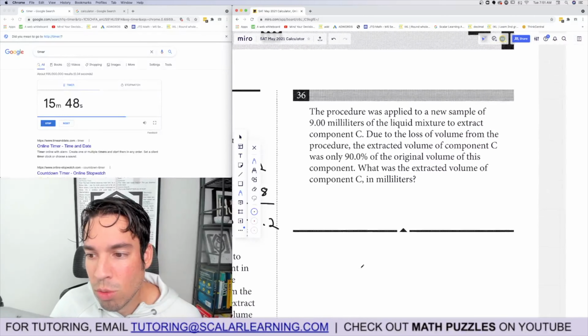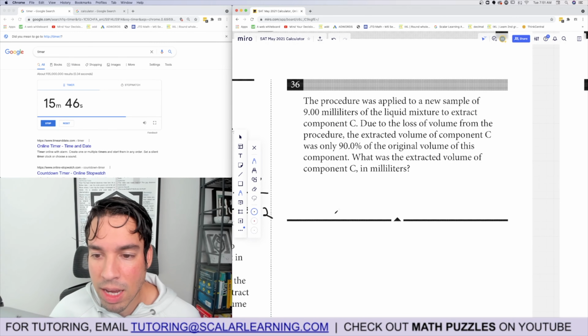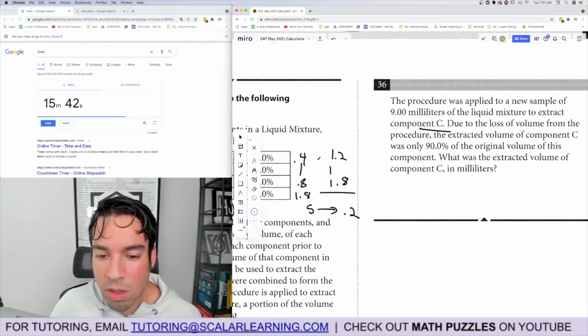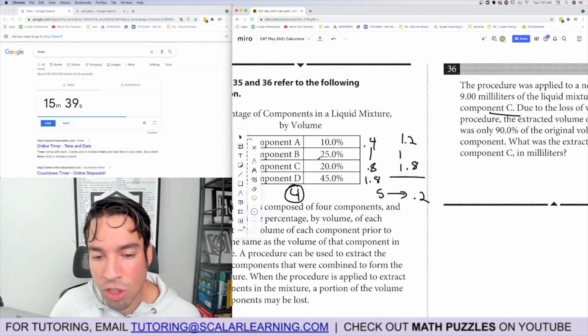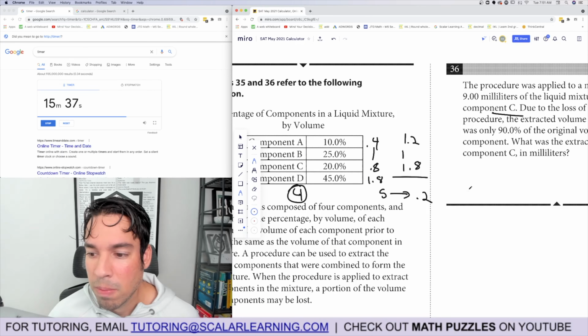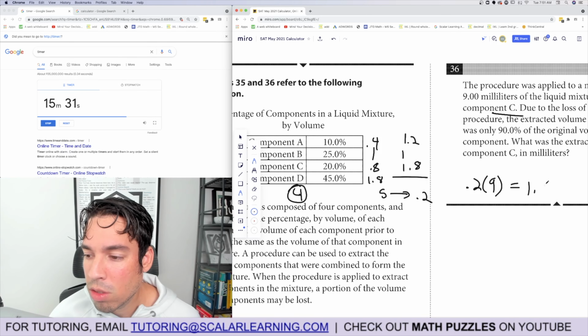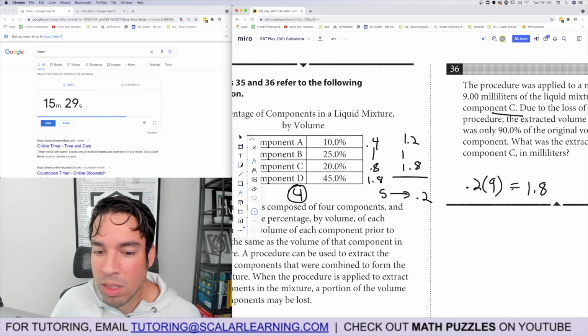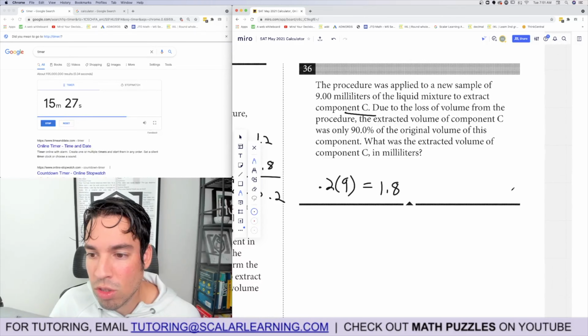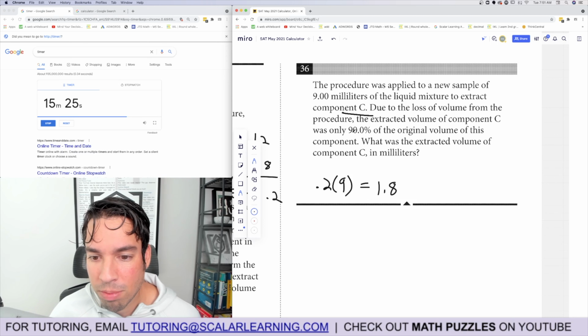36. The procedure was applied to a new sample of 9 milliliters to extract component C. Okay, so first of all, 9 milliliters. Since 20% of the mixture is C, 20% of 9 means there was 1.8 milliliters of C. Due to the loss of volume from the procedure, the extracted volume was only 90% of the original volume. What was the extracted volume?